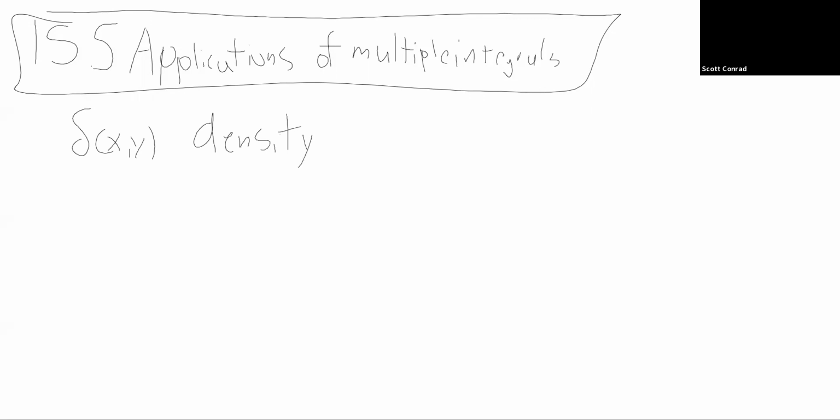And so it can be different kinds of density. So usually we'll think of it as mass density. And I'll explain this in a sec. But if you think about distributing charge over a lamina, a thin flat plate, you can talk about the density of charge at a given point. And well, we'll see how you can use that to find the total charge on the plate. And then we can also talk about population density.